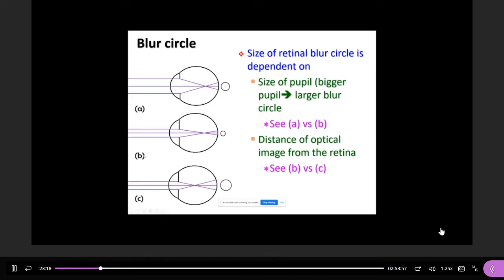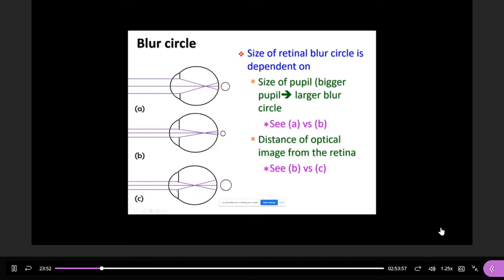Then let's see B and C. What's the difference between B and C? They have the same pupil size. What's the difference? The difference between these two patients is that in figure B, they have less power. When they have less power, that means the distance to the retina is close, right? So they have a smaller blur circle.